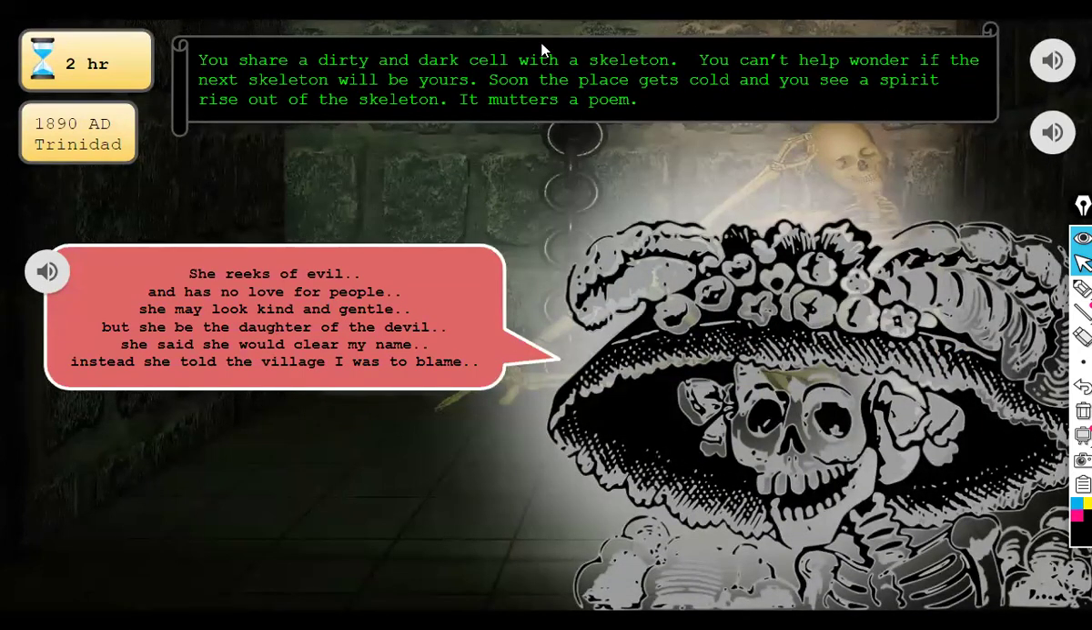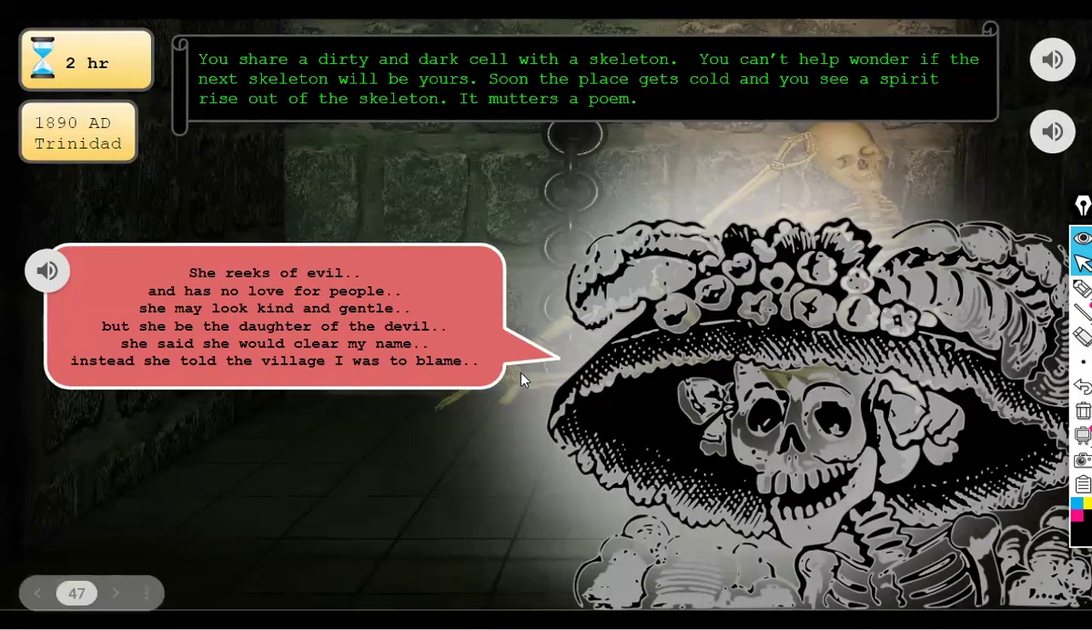She reeks of evil and has no love for people. She may look kind and gentle, but she be the daughter of the devil. She said she would clear my name. Instead, she told the village I was to blame.